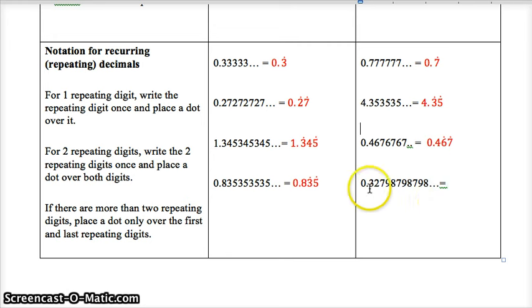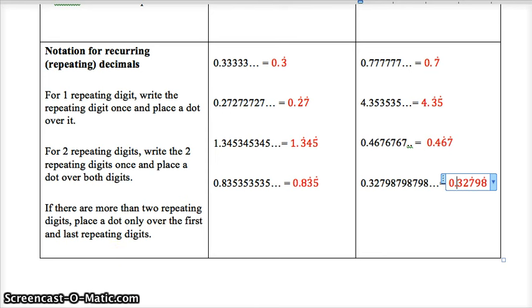And in the last question, just have to be careful with this one, the 0.32, there's no repeating there, but the repeating starts after that with the 798, 798, etc. So it's 0.32 with no repeats. And then we've got a dot over the 7 and a dot over the 8. Remember, we don't need a dot over the 9 because a dot over the 7 and the 8 means that the 798 repeats. Okay, 798, 798.